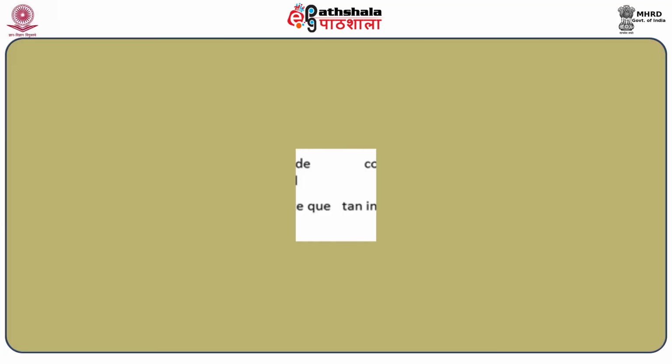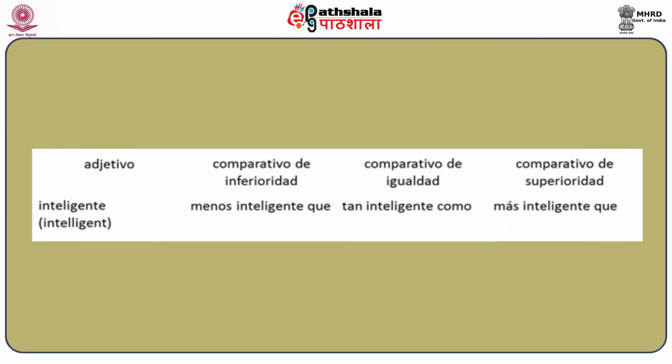So in order to compare the inferior quality, so adjective which is intelligent. So if you want to say someone who is less intelligent, that is to compare less, we use menos. So menos inteligente que. For more intelligent, we will use más inteligente que. For as and as, that is as intelligent as, we will use tan como.